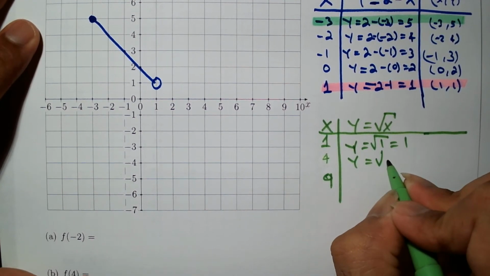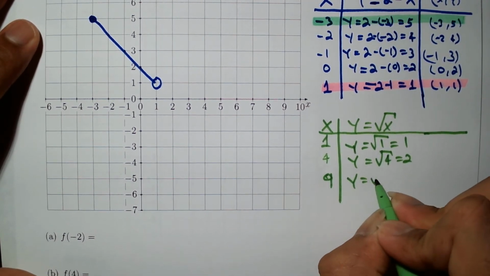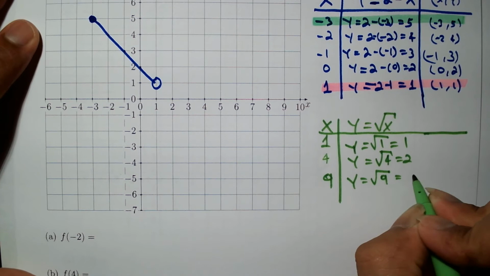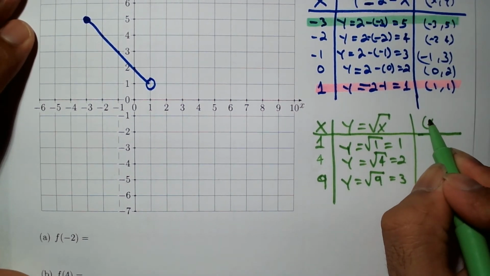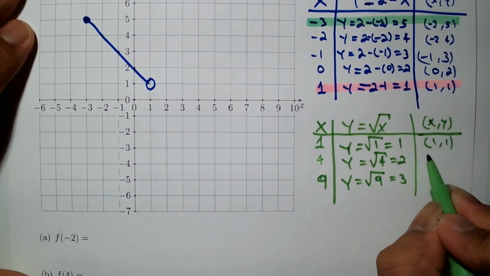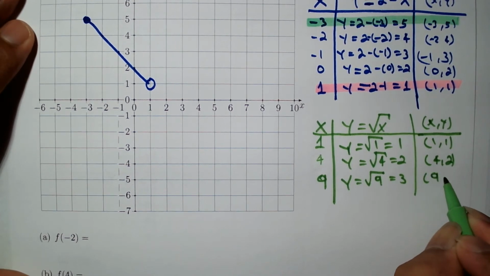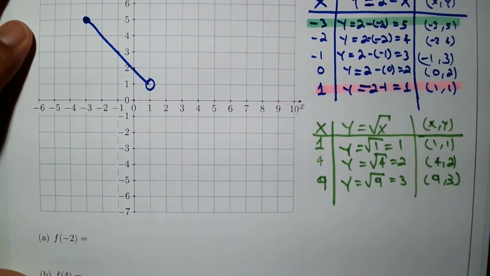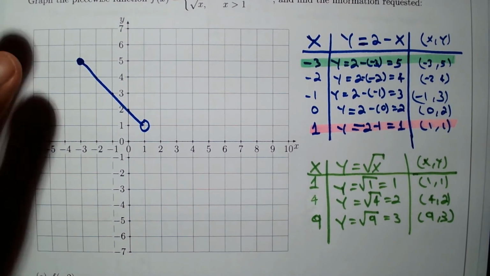Y equals the square root of 4, which is 2. And y equals the square root of 9, which is 3. That's going to give rise to the following ordered pairs x, y: the ordered pair 1, 1, the ordered pair 4, 2, the ordered pair 9, 3. Okay, now let's look at the endpoints.